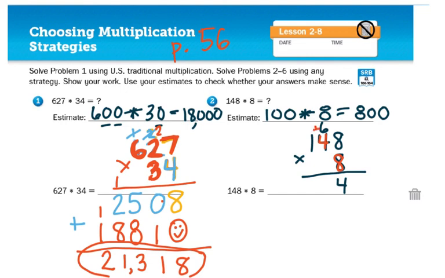32 plus 6 is 38. Put down your 8 and carry your 3. Now we take 8 times 1, which is 8, plus 3 more is 11. We'll put in our comma. Our answer is 1,184. Let's do one more.